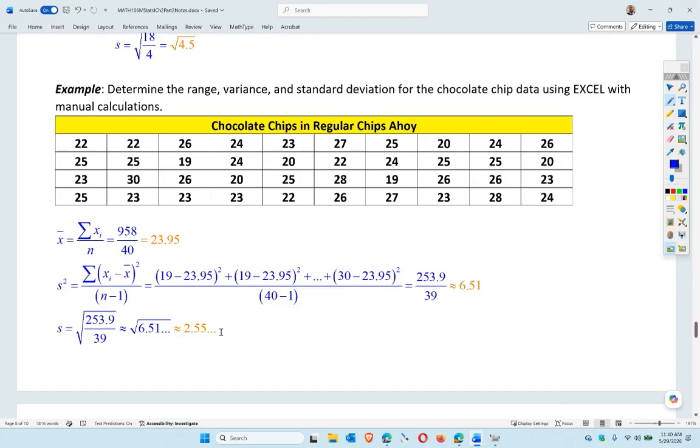Okay, so typically you're going to do this in the spreadsheet. So this is the manual method for doing the calculations, which I want you to do for this section. All right, that's the end of this part.